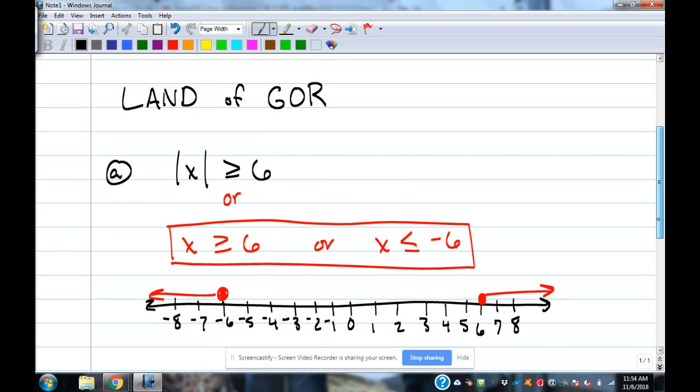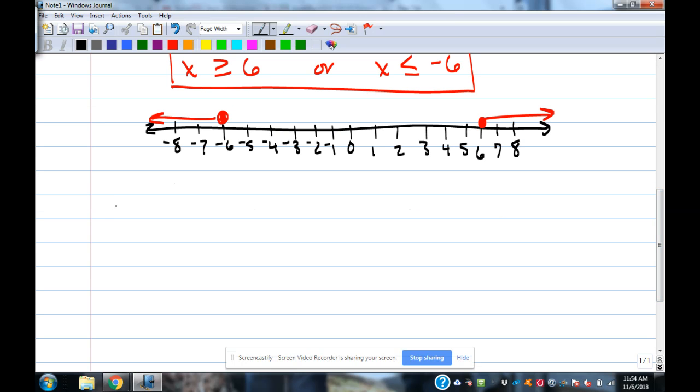Okay, let's look at absolute value of X is less than 8. So again, another simple one that doesn't have any algebra going on there really, other than deciding is it an and or an or problem. It's an and because we got a less than. Land of Gore, less thans are ands, greater thans are ors. So less than is an and problem.